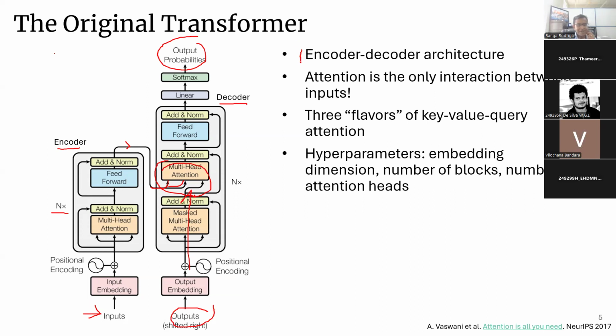Encoder-decoder architectures are there, as you can see. Attention is the only interaction between inputs. There are no convolutions. Three flavors of key, value, query attention. We will look at the key, the value, and the query later. There are some hyperparameters: the size of the embedding dimension, number of blocks, number of attention heads. In the multi-head attention, how many attention heads are there? Those are some hyperparameters, but the number of hyperparameters is not too high.